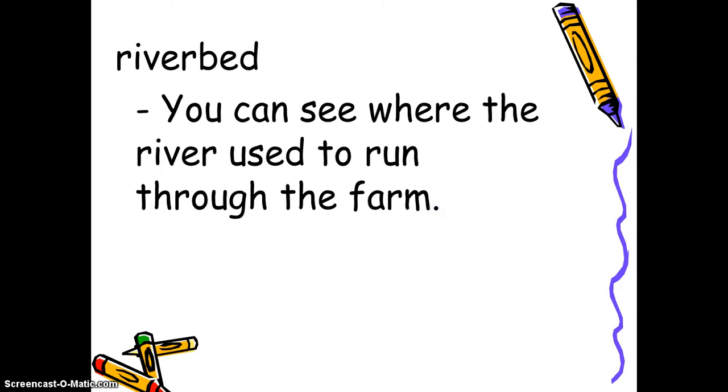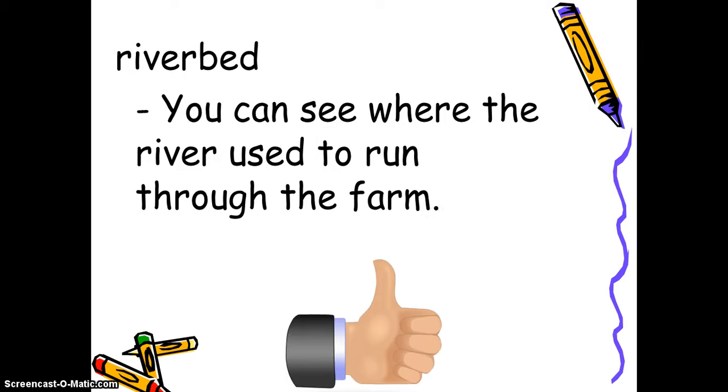How about this situation? You can see where the river used to run through the farm. Does that situation work with the vocabulary word riverbed? Thumb up, thumb down. This one is, of course, thumb up. Riverbed is either where a river used to be or where a river currently is running.